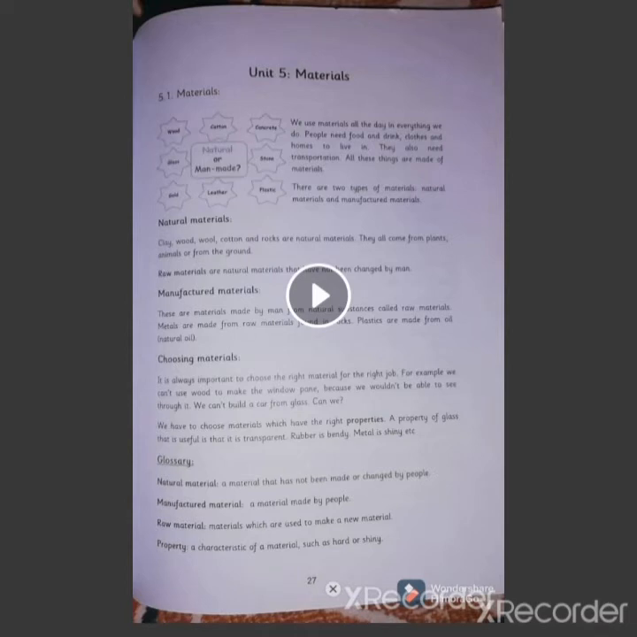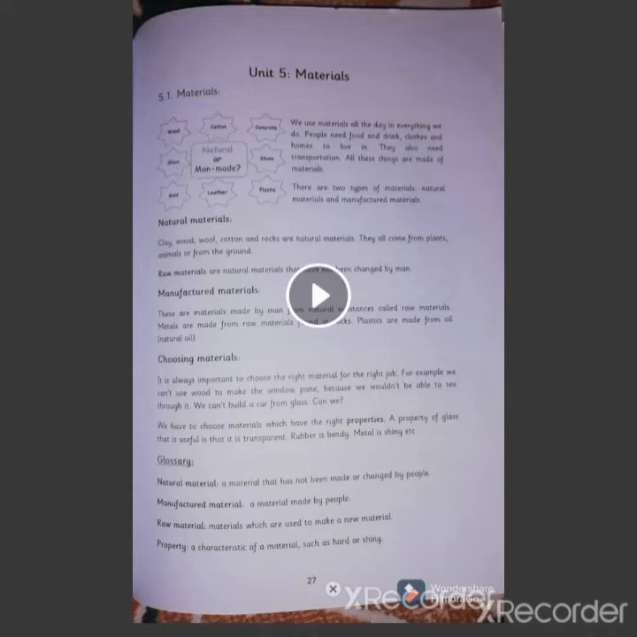Manufactured materials. These are materials made by man from natural substances called raw materials. Metals are made from raw materials found in rocks. Plastics are made from oil or natural oils. So, manufactured materials, like we mentioned, are materials that we create from other natural materials, out of already existing natural materials.